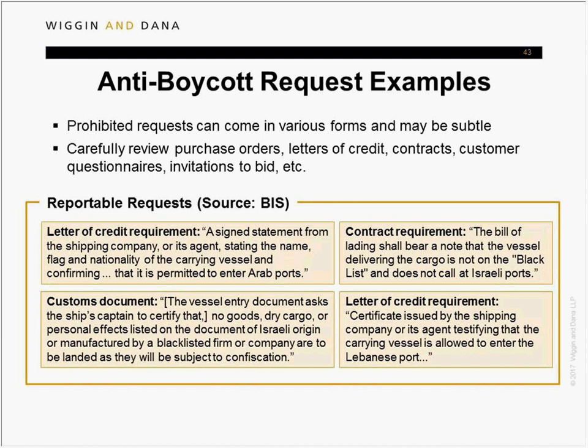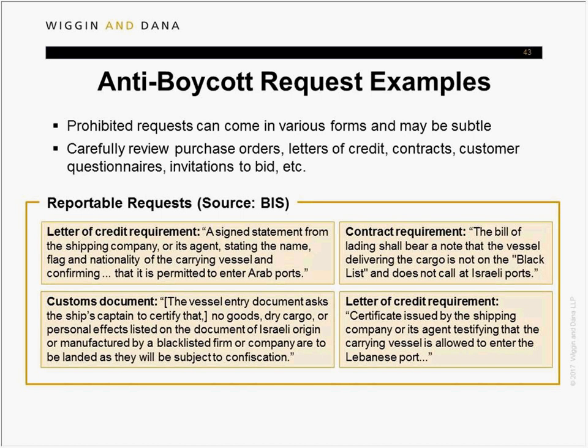They can be little hidden clauses in purchase orders, or letters of credit, or contracts, or invitations to bid. And so it is very important to review those documents carefully to make sure they're not asking you to do something that is motivated by their desire to avoid any kind of economic activity with Israel. You can take a look at some of the examples here on this slide.